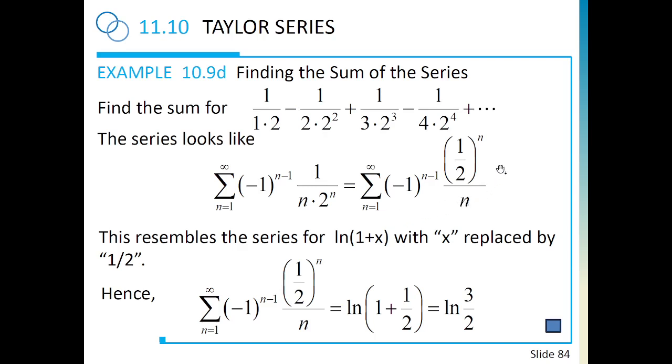Obviously this is a little bit trickier because we need to rewrite things and then check the table to see the series of which function looks like this. So basically we are trying to reverse engineer things. And then consulting the table, we realize that this is a series x to the n over n, alternating series. So now this is ln 1 plus x. In this case, x is 1 over 2.